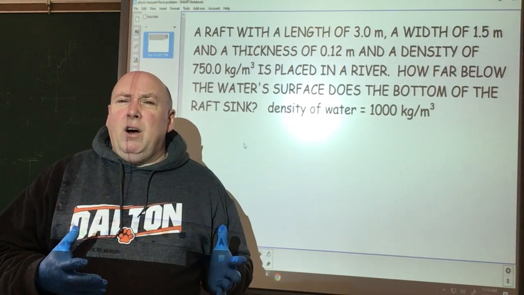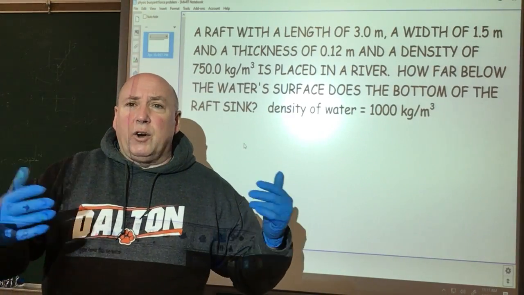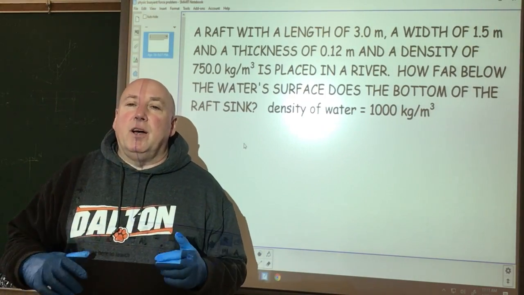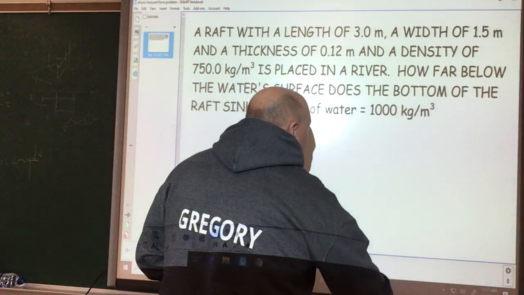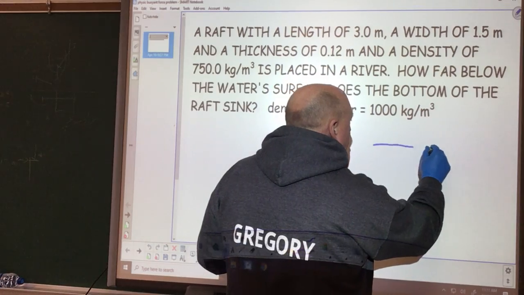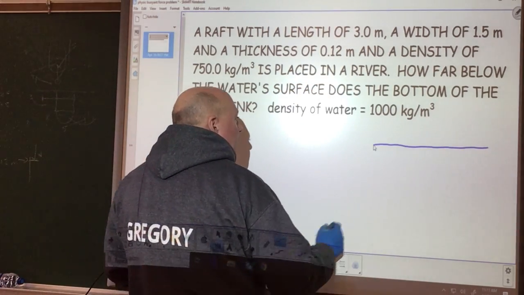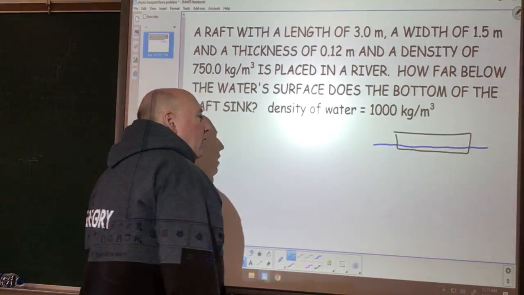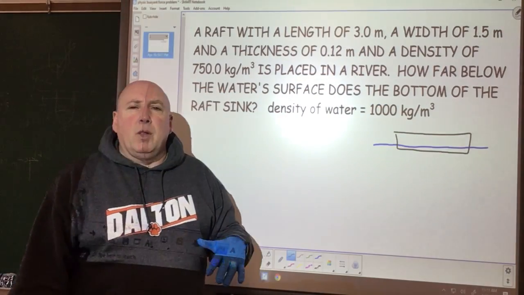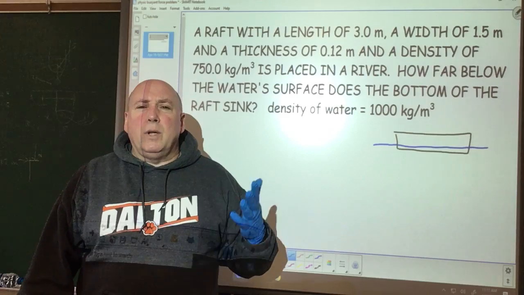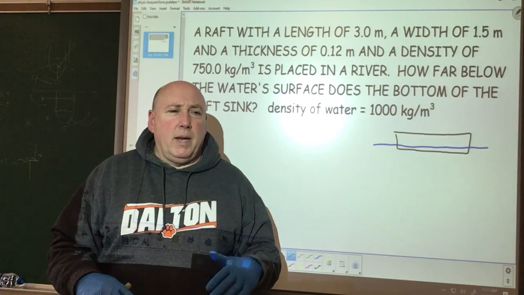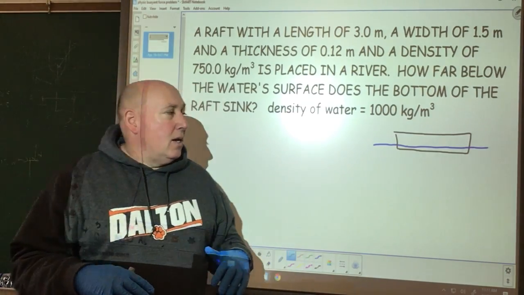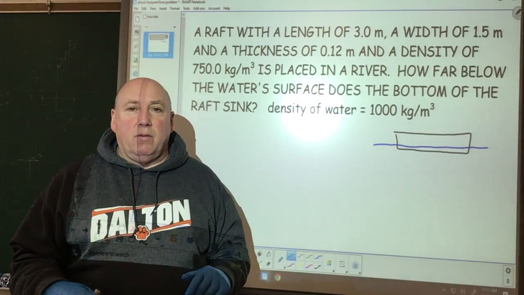Well, we all have sat on rafts on the lake or in the ocean or in a river. They don't sink to the bottom. They float on top. So what happens when we float on top? If we have a water level here, and we put a raft in the water, some of it is going to go down below the water surface. Some of it depends on what the density is and what the material is made out of, what the weight of it is. It may go a little bit below the water level, but it's not going to go entirely below the water level.